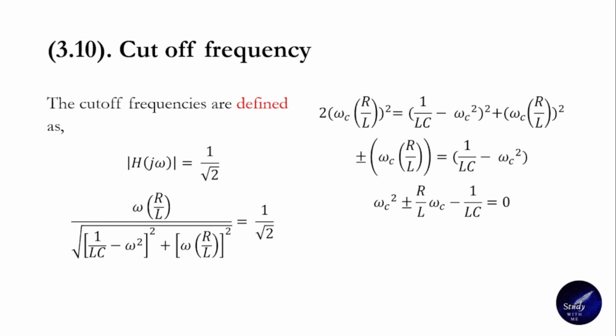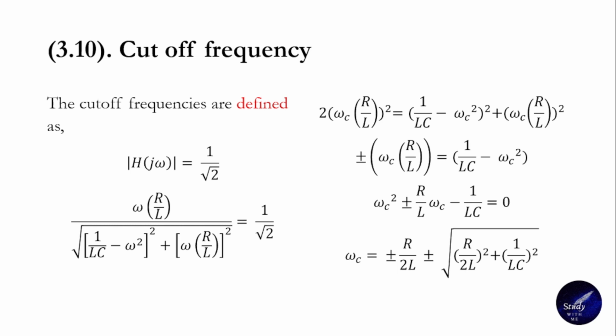In this equation, omega c equals plus or minus R over 2L, again plus or minus the square root of this. However, here we have 4 values for the same omega c, but in this scenario only 2 values are applicable. We want only positive values because cutoff frequencies are always positive. So depending on that information, we can decide which values we should select.